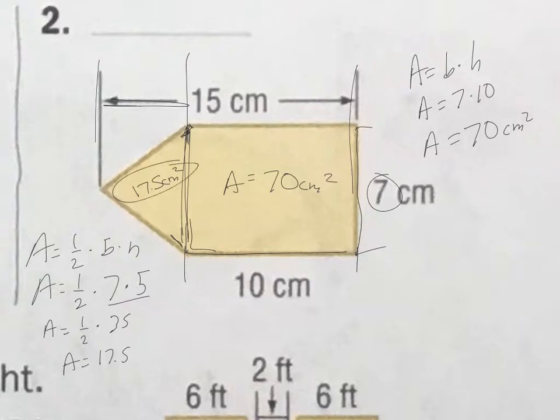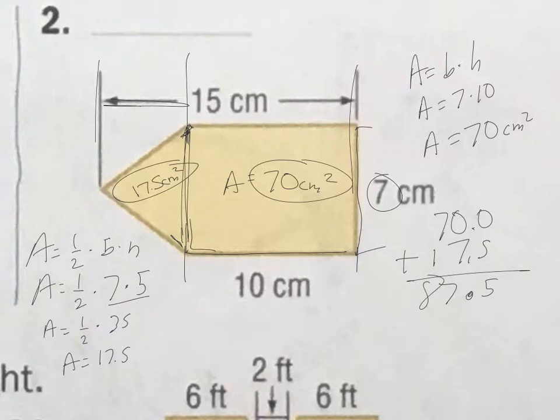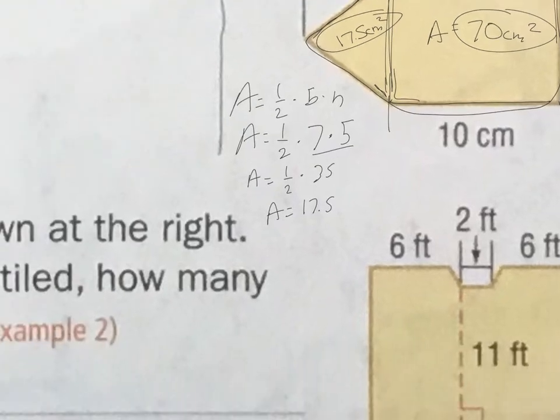Now if I put the 17.5 together with the 70, I get the total. And it's 70 plus 17.5. Drop my decimal there. 0 plus 5 is 5. 7. 87.5. It's centimeters, and it's squared because we're talking about area. Alright, so composite, I just took the two different shapes, found the area, and put them together. Okay.